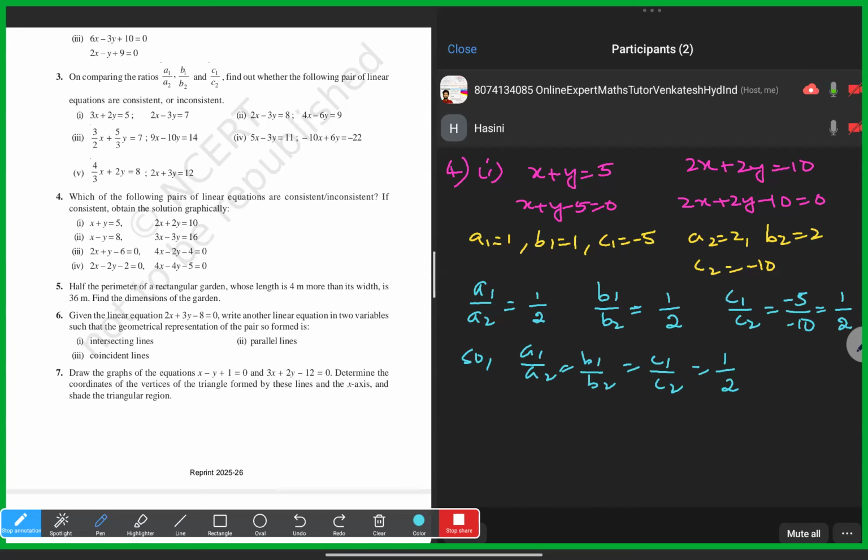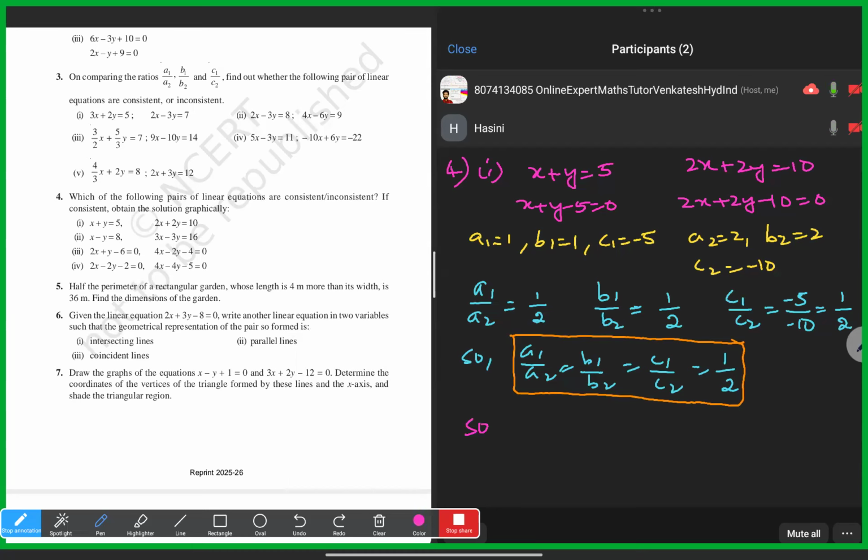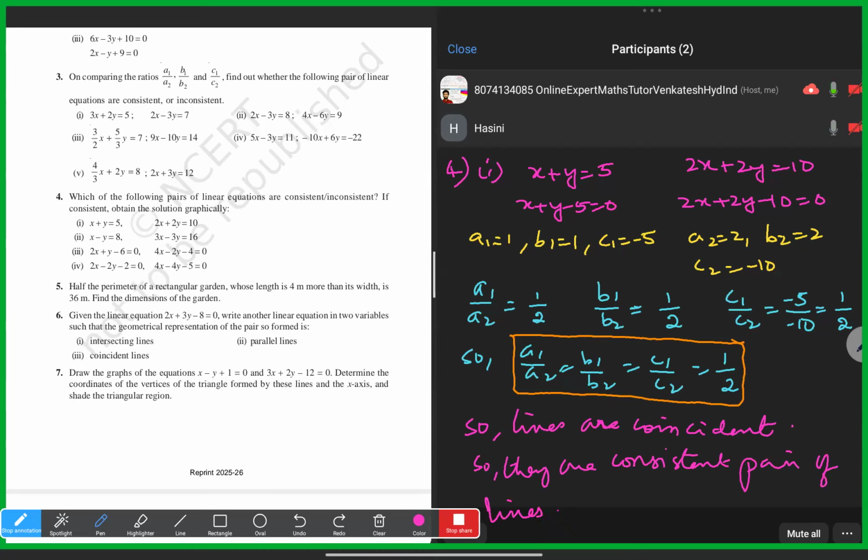Now what can we understand from this, Hasmi? The lines are coincident. So they are a consistent pair of lines only. So now, Hasmi, we will obtain the solution graphically. For that, we will draw the graph.